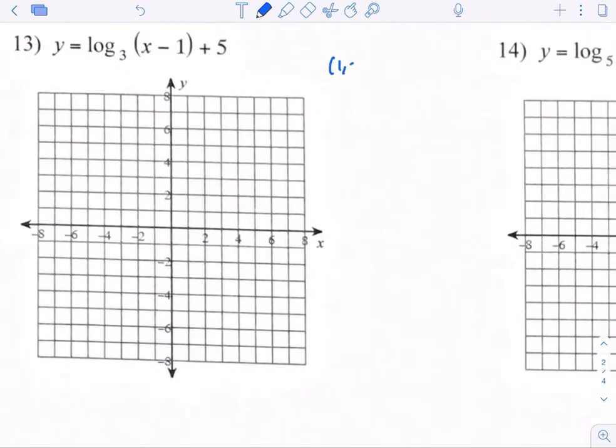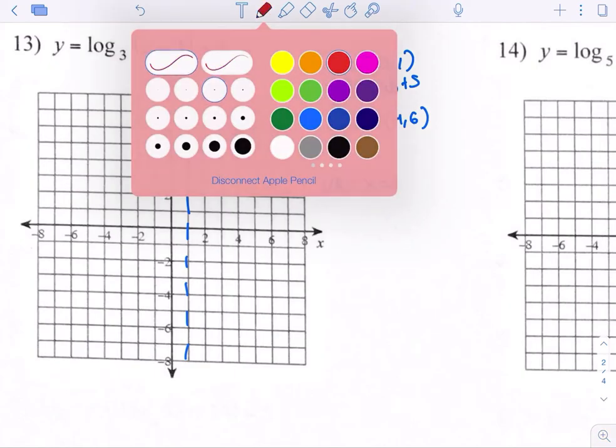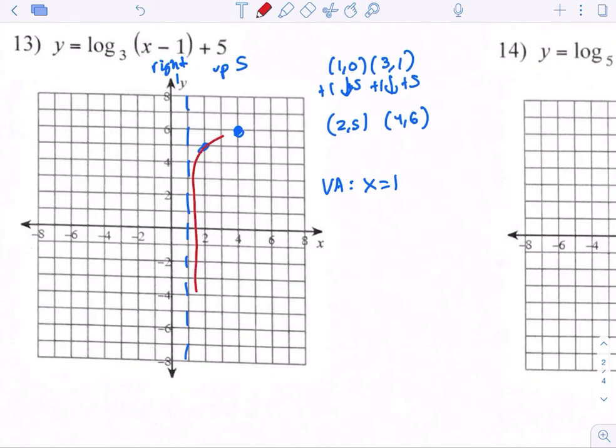13. 1 comma 0. B comma 1, which is 3 comma 1. It goes right 1 and up 5. So add 1 to the x coordinate and add 5 to the y coordinate. So we're going to get 2 comma 5 and 4 comma 6. Vertical asymptote's right there. Set that equal to 0, so that's going to be x is equal to 1. So x is equal to 1, and we got 2 comma 5 and 4 comma 6 along the curve, and there we go.